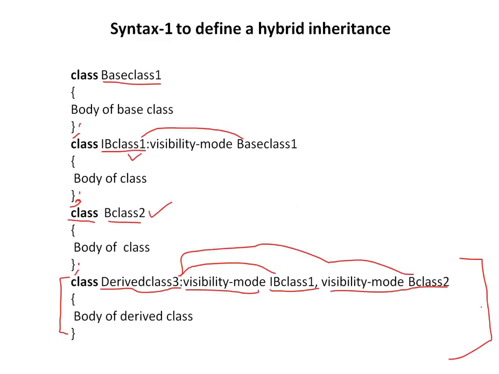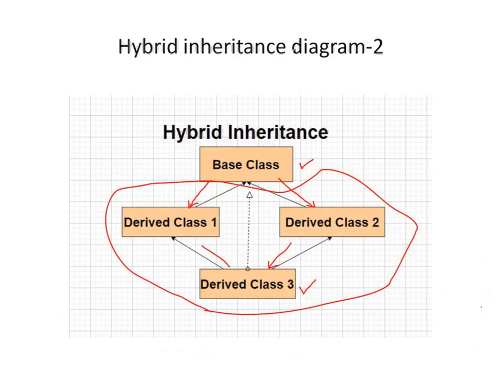Now let us see example 2. Hybrid inheritance example 2. This is the hybrid inheritance diagram 2. Here we have one base class. Topmost base class is base class. Bottommost derived class is derived class 3. And we have two intermediate base classes, that is derived class 1 and derived class 2.